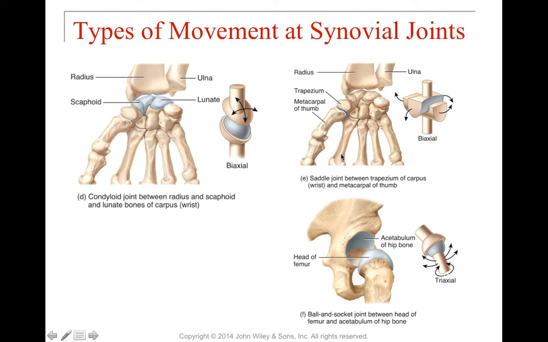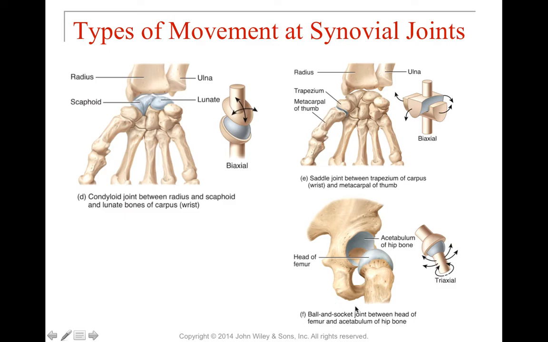Now here's the saddle joint that I was just talking about, and this really is the only saddle joint that you're going to need to know because it's the only one that we know of. And that allows for multiple ranges of motion, even though it only allows for left, right, and up, down, because of all of the combinations of up, down, left, right, you're still going to be able to get full rotational motion. And that's again going to be between the metacarpal of the thumb and the trapezium of the carpals.